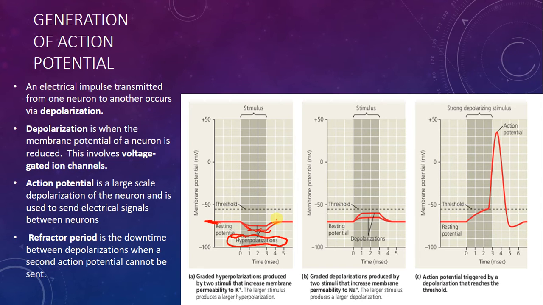On the other hand, any stimulation that increases membrane permeability to sodium, increases the amount of sodium channels opened, will allow sodium to travel back to the inside of the cell, making the membrane potential more positive, and this is called a depolarization. This is when the membrane potential of a neuron is reduced. So this is what the resting potential would be, and if we stimulate the cell and sodium channels open up, it creates an influx of sodium, less negative, more positive, a depolarization.